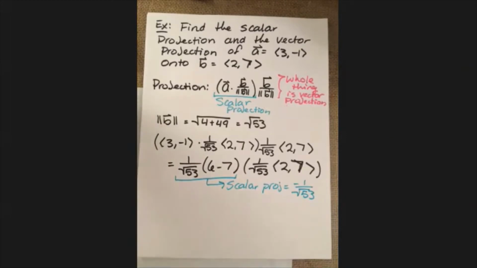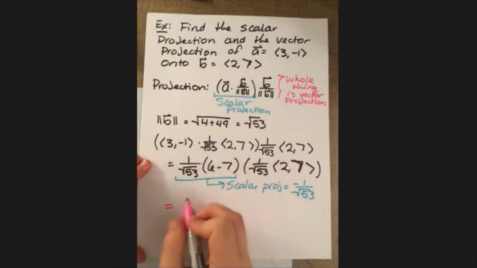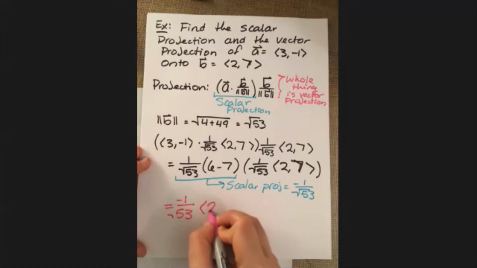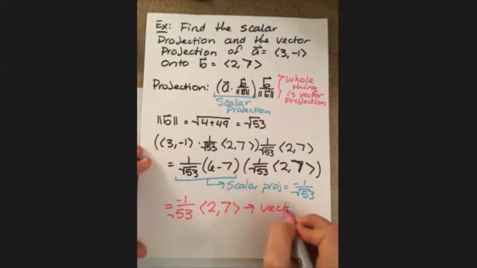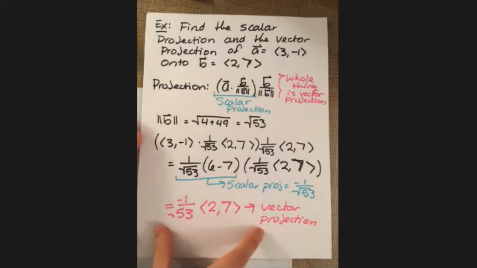And then if we simplify everything else down, this whole thing gives us 1 over 53, with a negative there, times the vector (2, 7). So this is our vector projection. Okay, so they're very similar, same idea, very closely related. The main difference is that the scalar projection is really only taking the length of the overall vector, and the vector projection is actually the entire vector here.